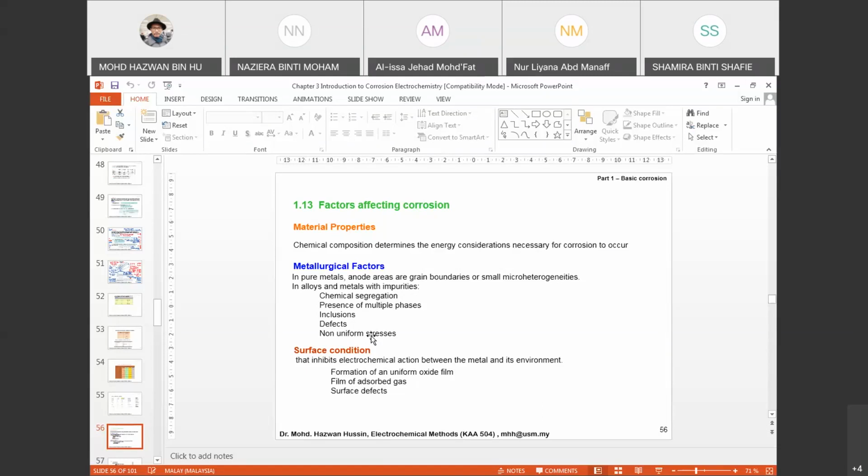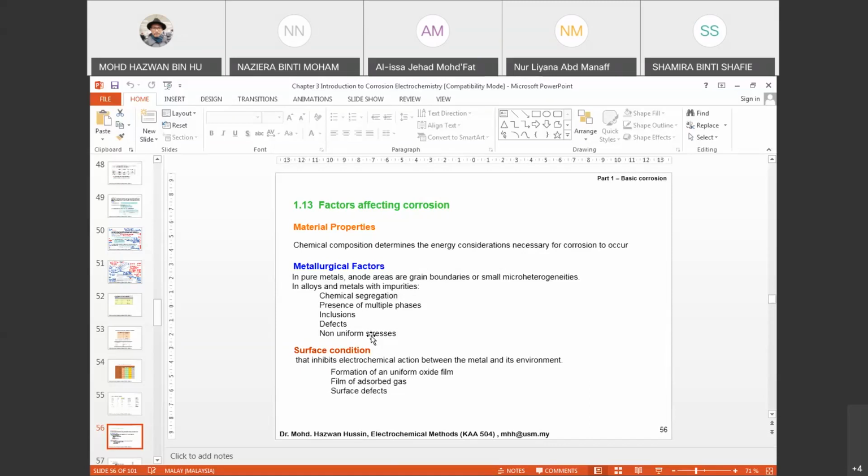Another thing will be metallurgical factors. In pure metals, anode areas are grain boundaries or small micro heterogeneities. In alloys and metals with impurity, it is always related with chemical segregation, presence of multiple phases because both elements could be not homogenized, inclusion defects, and non-uniform stress.